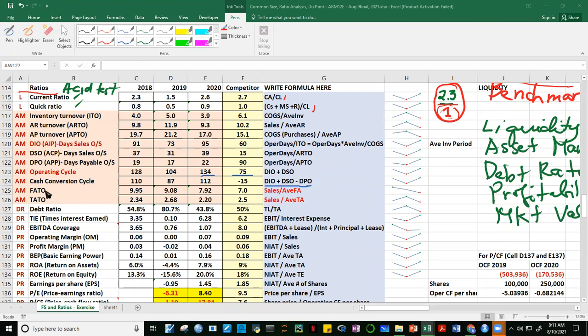Okay, how about FATO and TATO? Ang FATO, guys, sorry, may mali ako sa formula na nabigay sa inyo. No? Nalagay ko yata dito net income after tax. It should not be net income after tax. It should be sales. So kindly correct it, guys.